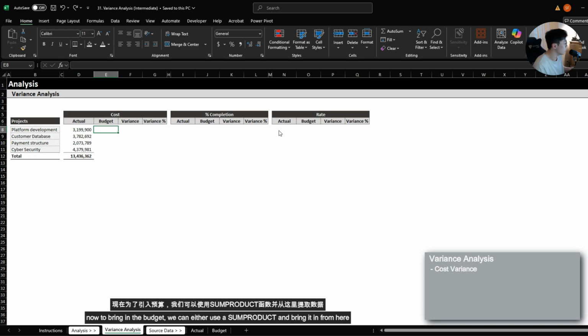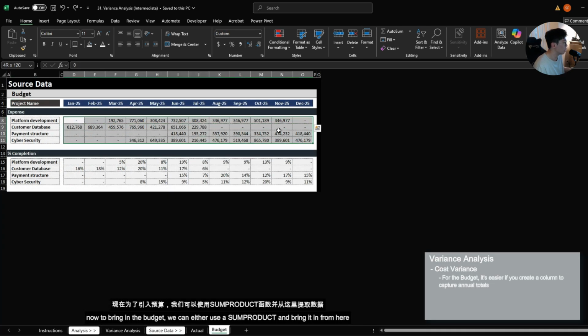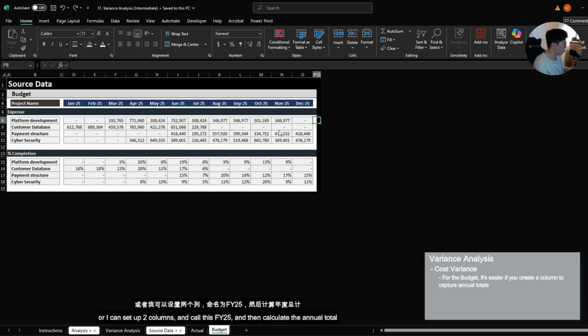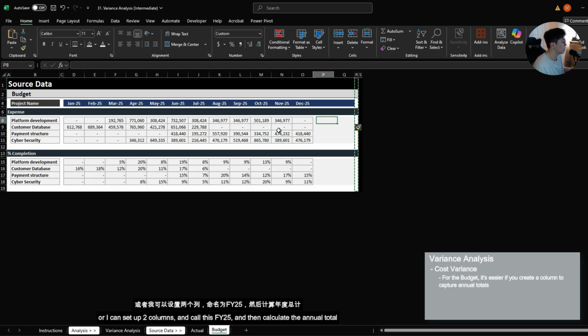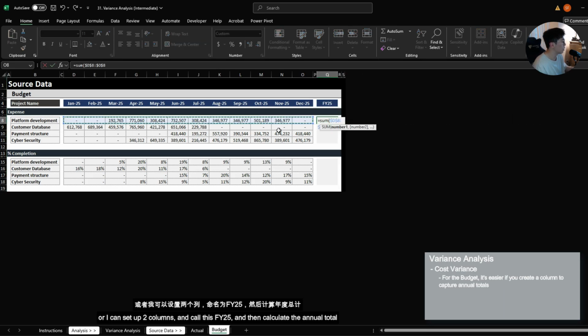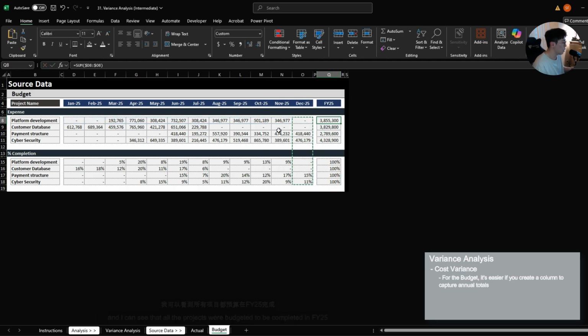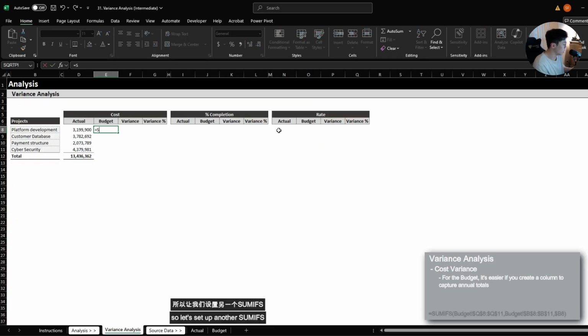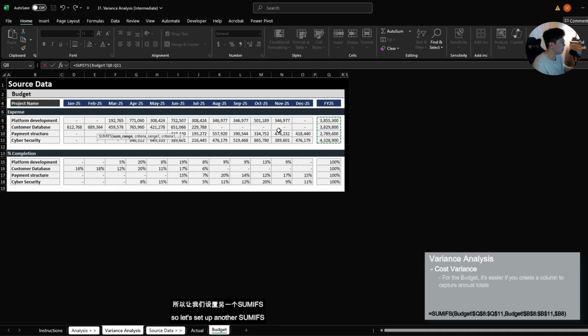Now to bring in the budget, I could either use a SUMPRODUCT and bring it in from here, or I can set up 2 columns and then just call this FY 25 and then calculate the annual total. And I can see that all the projects were budgeted to be completed in FY 25. So let's set up another SUMIFS.